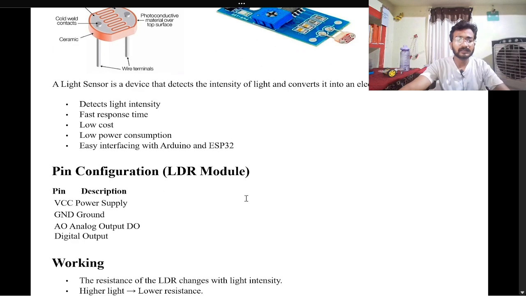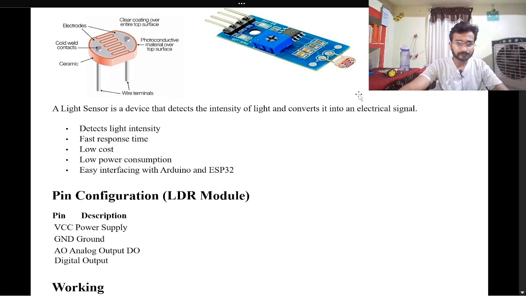This is the pin configuration. Here we have 4 pins in total: VCC, which is connected to your 5 volt power supply in Arduino, ground is connected to ground, analog output is connected to the analog pin of Arduino, and digital output is connected to digital pin of Arduino. Here we have LDR sensor, which is the main component in this sensor. It detects the light intensity and converts it into electrical signal.